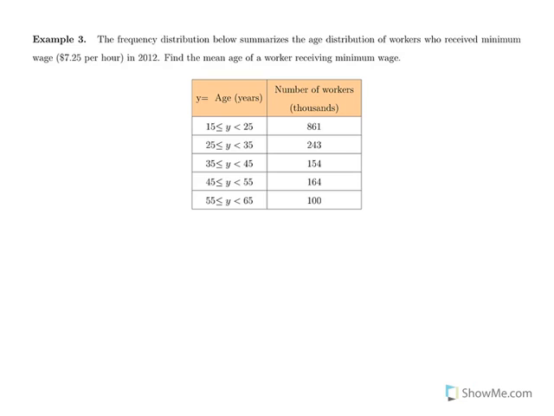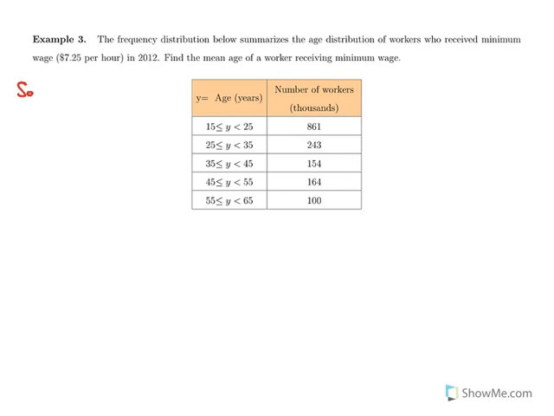All right, let's look at another example. This time we're looking at grouped data, just like we looked at with the frequency diagram or frequency distribution. So here is the age distribution of workers who received minimum wage, that's $7.25 an hour, in 2012. Find the mean age of a worker receiving minimum wage. So the issue here is that we don't know the exact ages of the people. We only know a range, and that's a little bit more difficult to deal with.